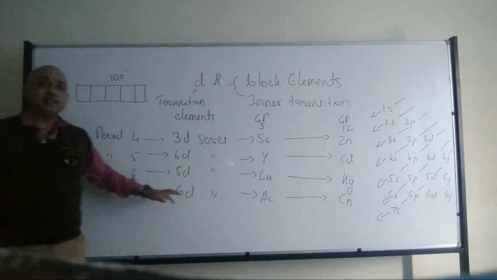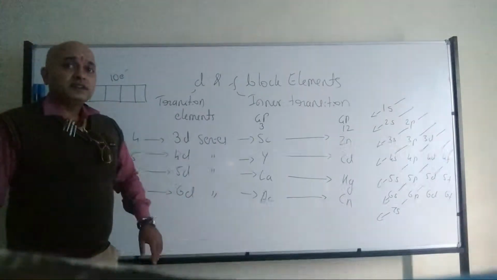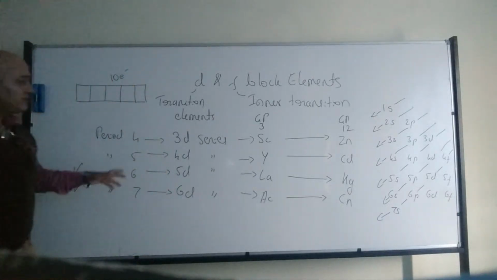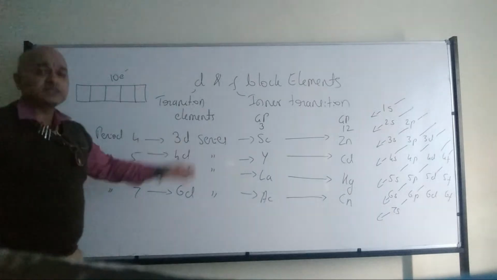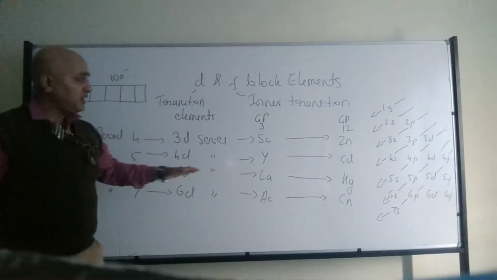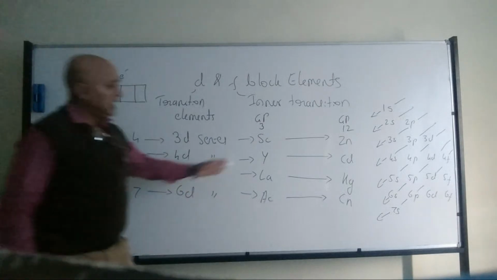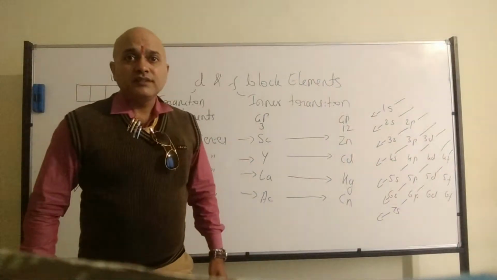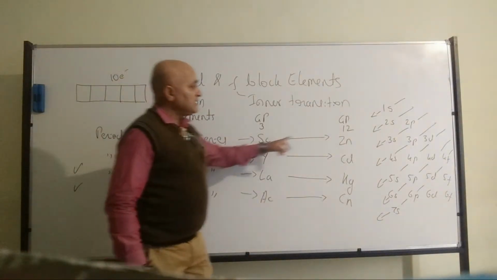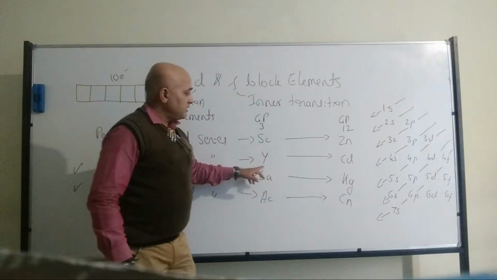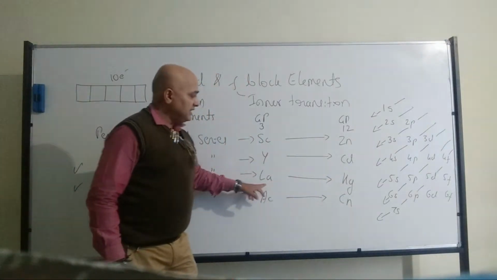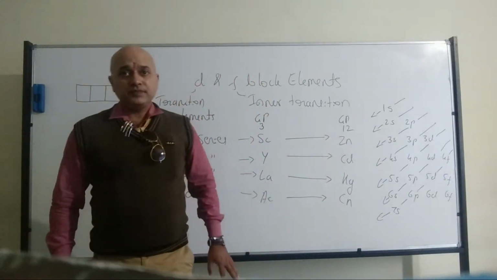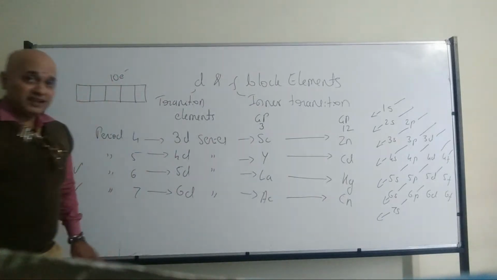In one of the competitive exams, they had asked a question, giving options: among the following, which belongs to the 4d series. In that you have to select. So we have scandium to zinc, yttrium to cadmium, then lanthanum to mercury, then actinium to copernicium.